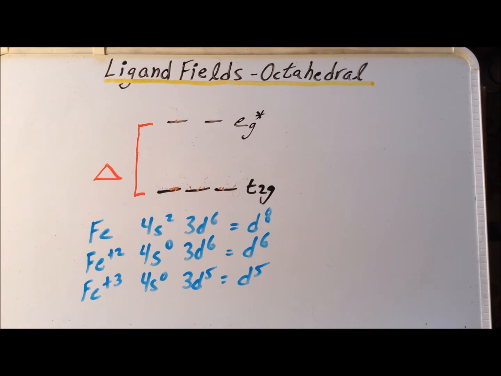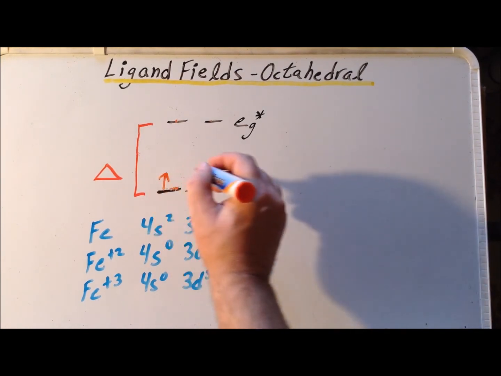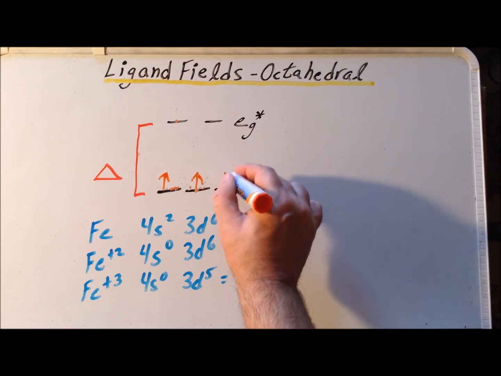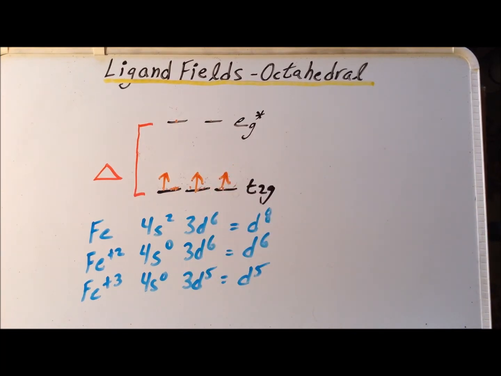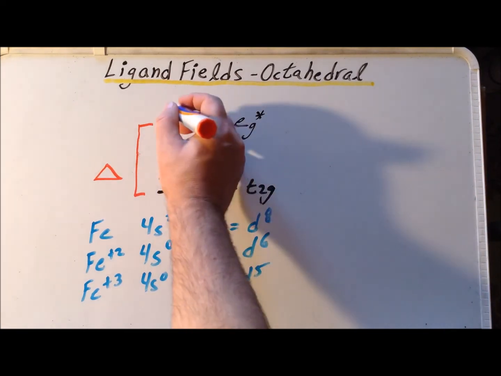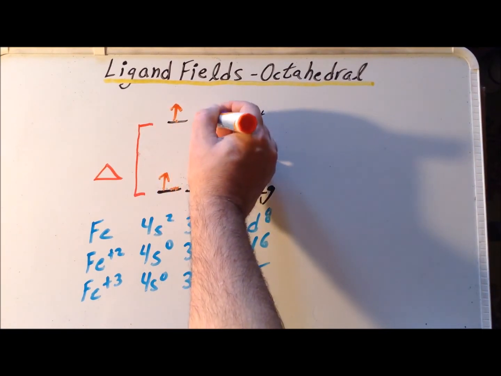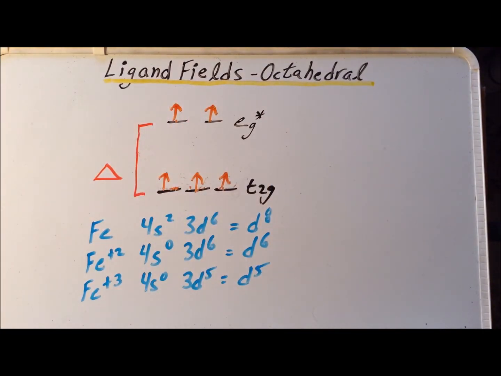So now let us generate the weak field, high spin, iron 3 plus, D5 case. We know the first 3 electrons go in T2G. But now, because we have the high spin weak field case, we don't go back to T2G, but now we step up to EG. And we have just enough electrons to half fill EG star as well. So now we have an overall spin of 2.5. We have a very paramagnetic situation. So we see that this is the high spin case for D5, iron 3 plus.